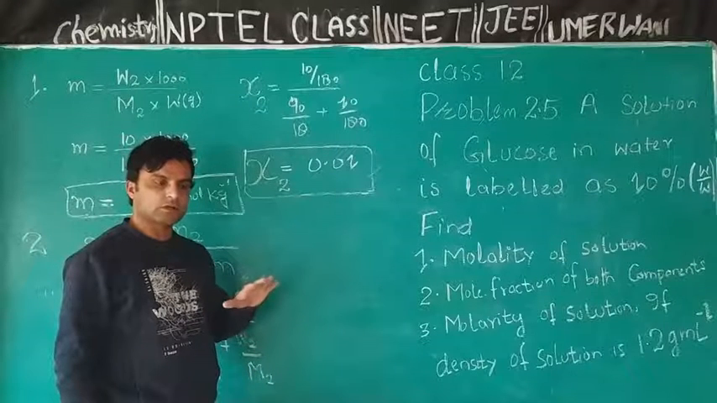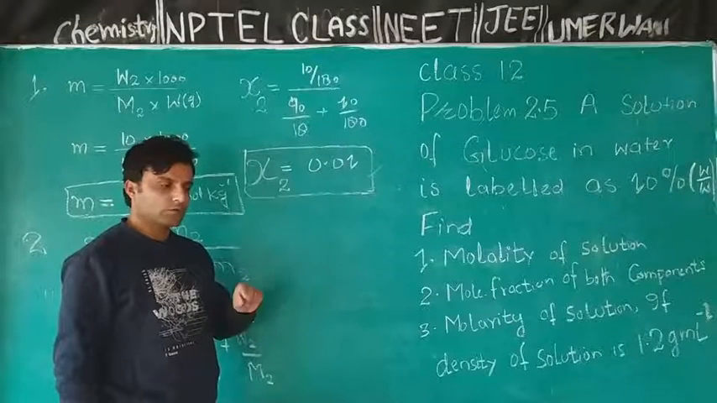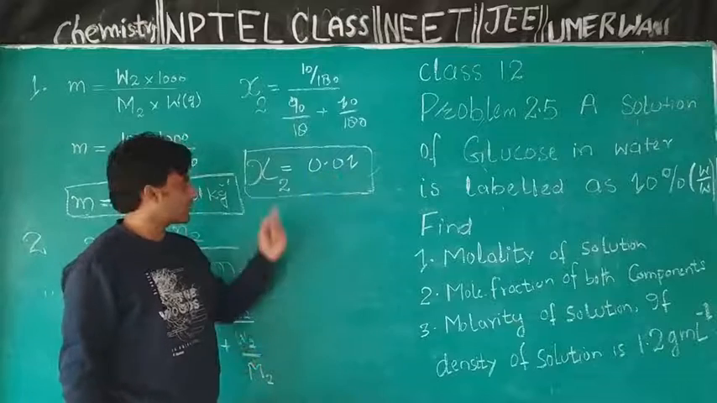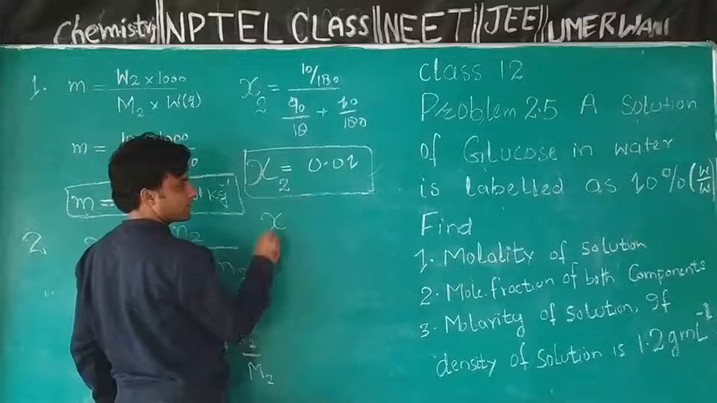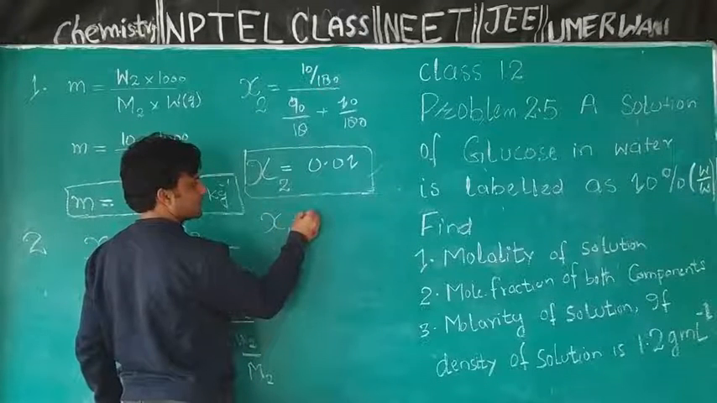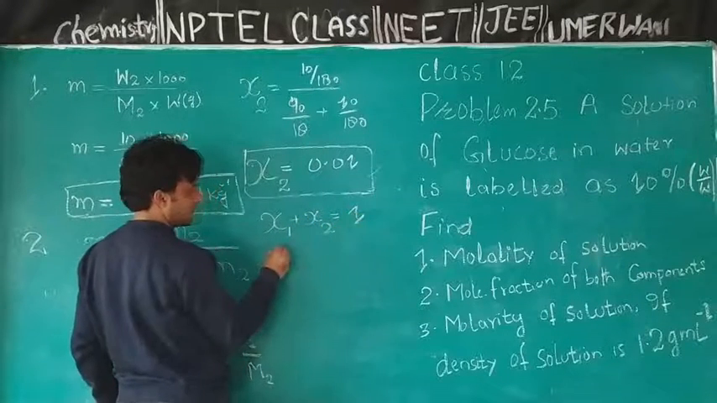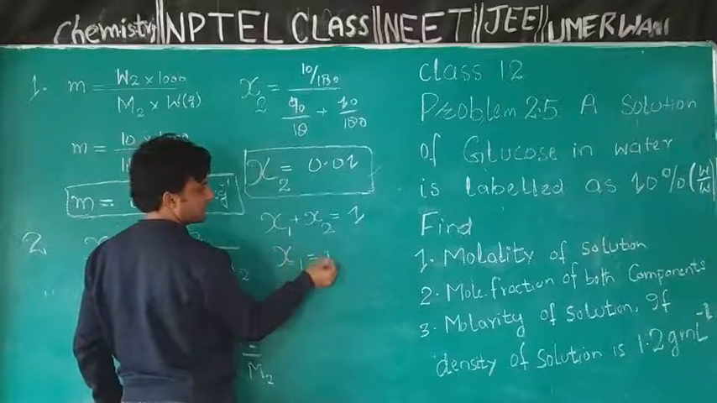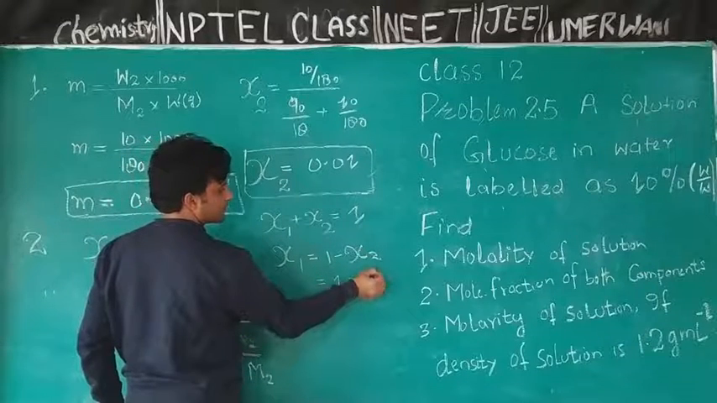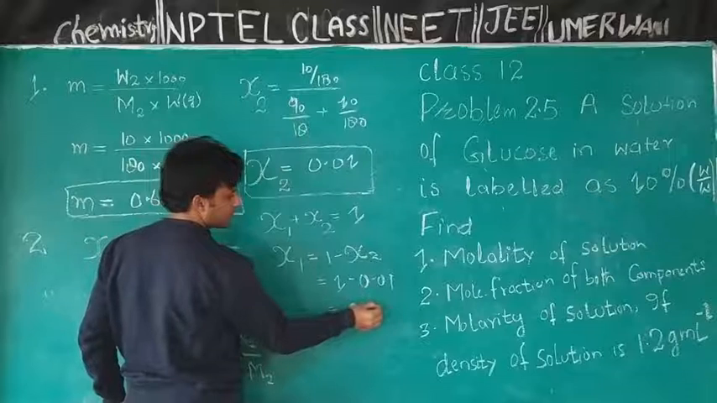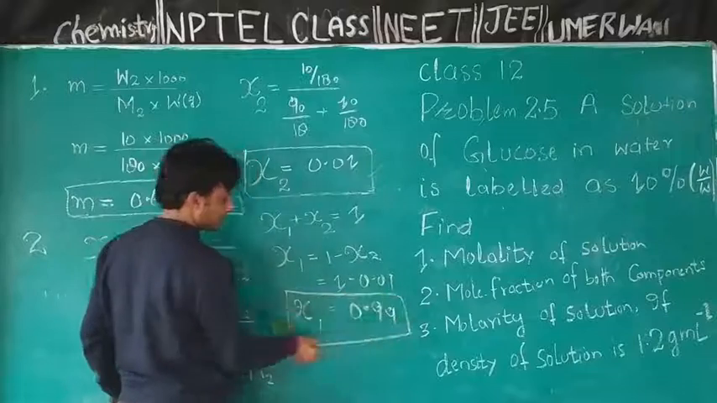You have to consider that total number of moles in solution are 1. Now out of this 1, 0.01 moles are constituted by solute. Now I can easily calculate mole fraction of solvent, because I know mole fraction of solute and sum of mole fraction of solute and solvent in binary solution is equal to 1. So mole fraction of solvent chi1 will be equal to 1 minus chi2, 1 minus 0.01, it will come equal to 0.99 mole fraction of solvent.